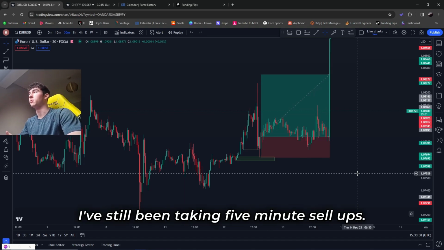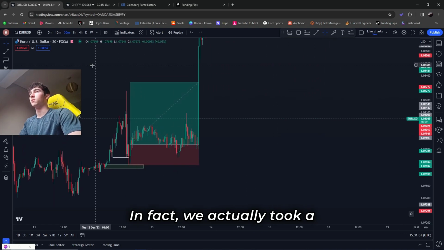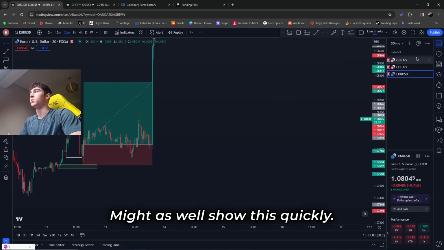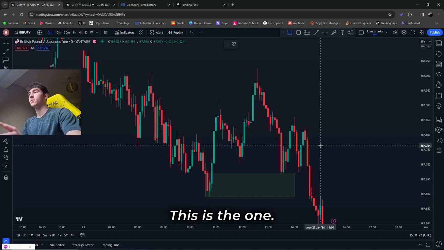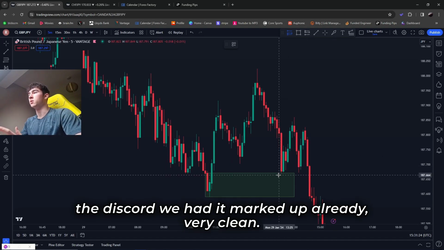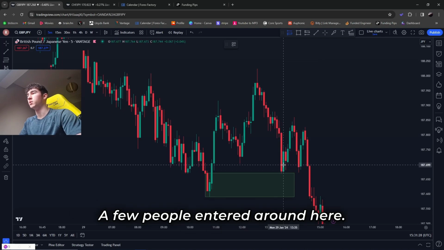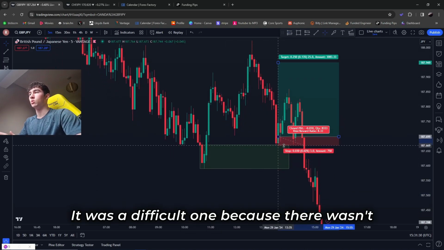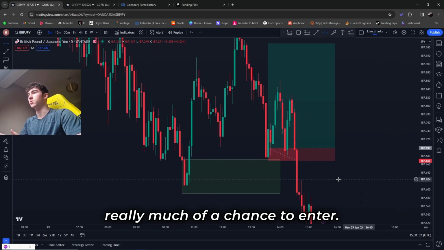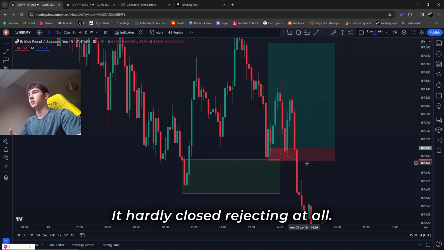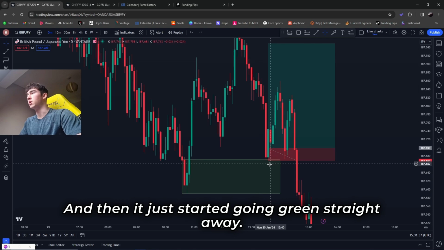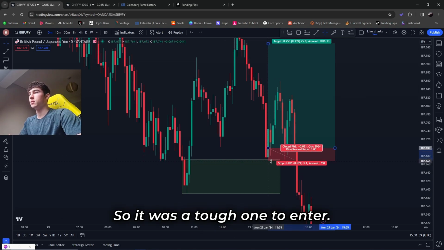I've still been taking 5-minute setups. In fact, we actually took a 5-minute trade today on GJ. Might as well just show this quickly. This is the one. I didn't take it personally because I wasn't here, but in the Discord we had it marked up already. Very clean. A few people entered around here. It was a difficult one because there wasn't really much of a chance to enter. It hardly closed rejecting at all, and then it just started going green straight away. So it was a tough one to enter.